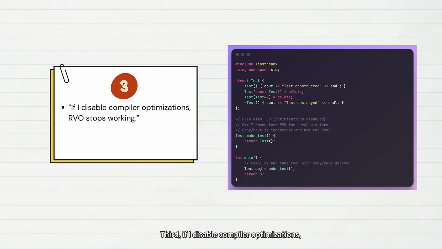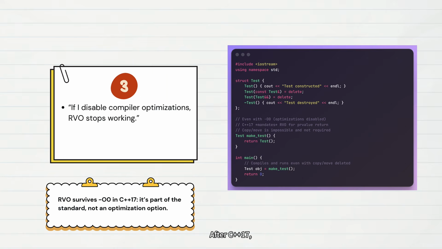Third, if I disable compiler optimizations, RVO stops working. After C++17, RVO is a mandatory part of the standard and must be performed even with optimizations disabled. This only applies to pre-C++11 standards, where disabling optimizations could indeed prevent RVO.